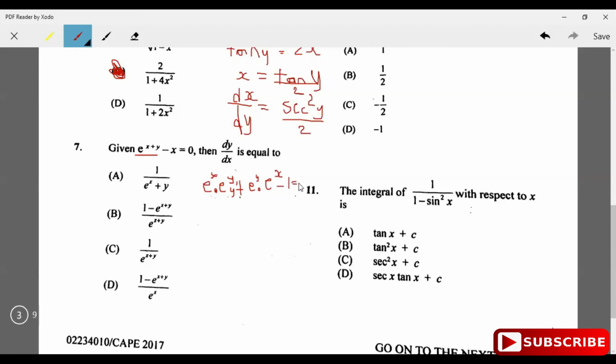That's equal to 0. And so now I just need to make y prime the subject. So when I bring everything over, what I'm going to get is that y prime is going to be equal to 1 minus e to the x plus y, divided by e to the x plus y. Very easy question. That's option B.